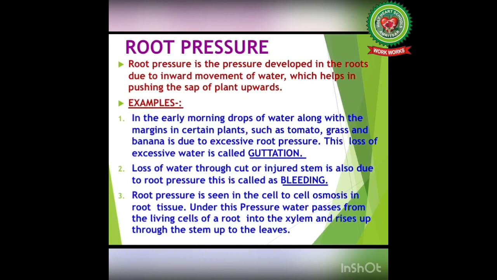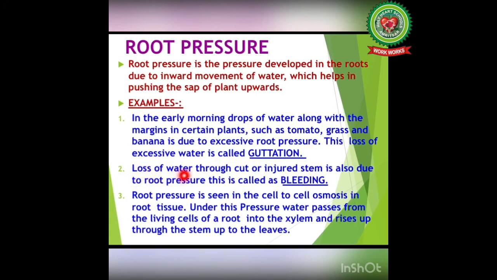Now, next topic is root pressure. Root pressure is the pressure developed in the roots due to inward movement of water, which helps in pushing the sap of the plant upwards. Examples of root pressure: first, in the early morning, drops of water along the margins of leaves in certain plants such as tomato, grass and banana is due to excessive root pressure. This loss of excessive water is called guttation.